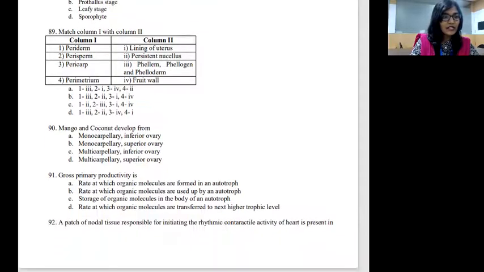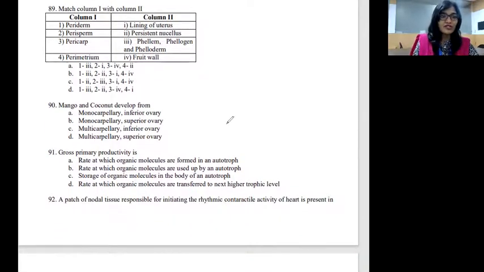Question 89: periderm, perisperm, pericarp, and perimetrium. First, we will see perimetrium. Metry means uterus. It's related to the uterus, some layers. So perimetrium is the lining of the uterus. Pericarp is the fruit wall, the outer wall. And perisperm is the nucellus, persistent nucellus. Periderm is phellem, phellogen, phelloderm, all these things together, we say periderm. So what might be the answer? The first is going to be 3, the second is going to be 2, third is going to be 4, and fourth is going to be 1. So the answer is going to be option D.